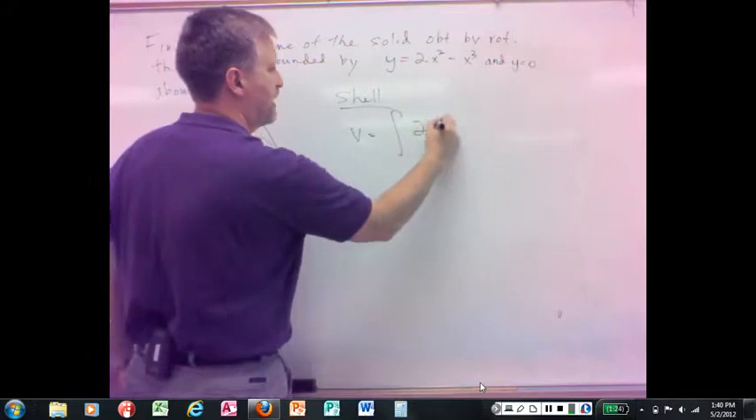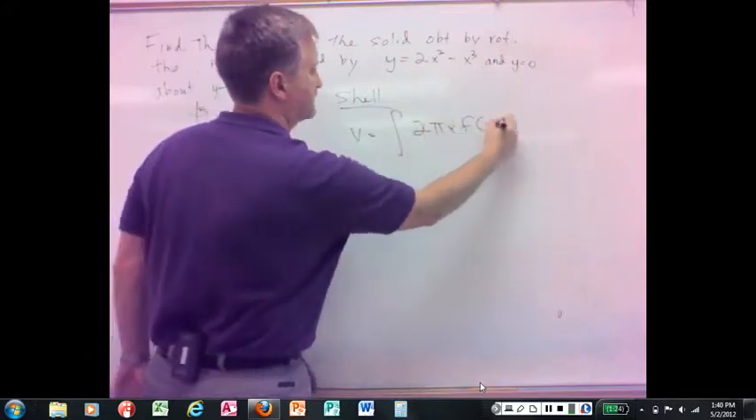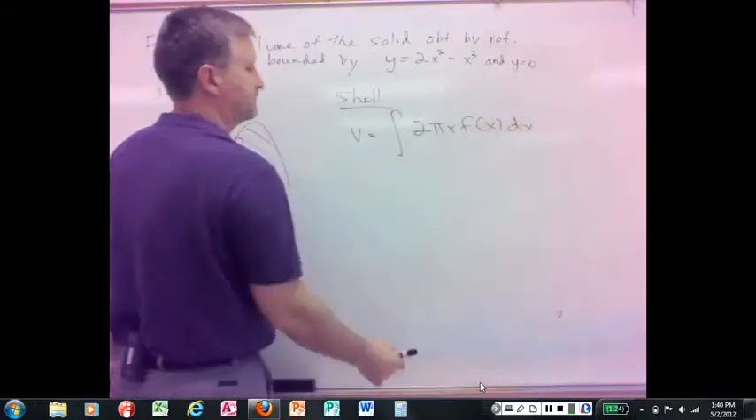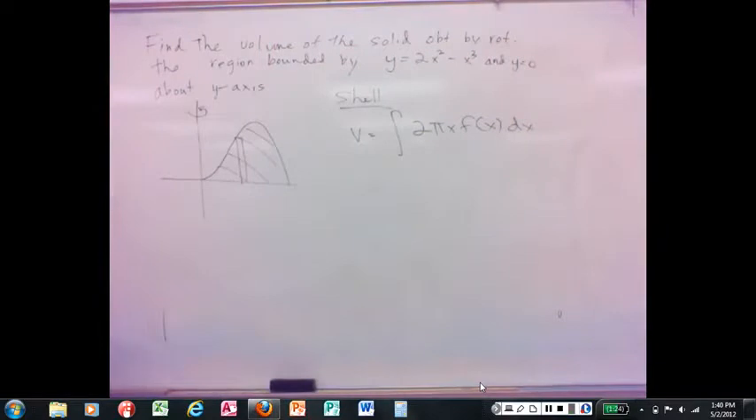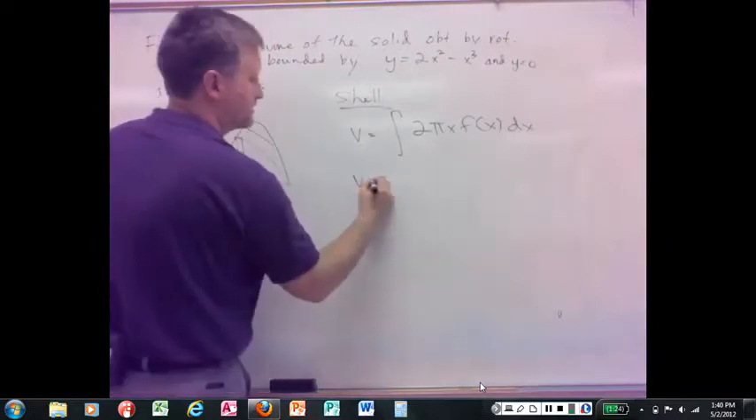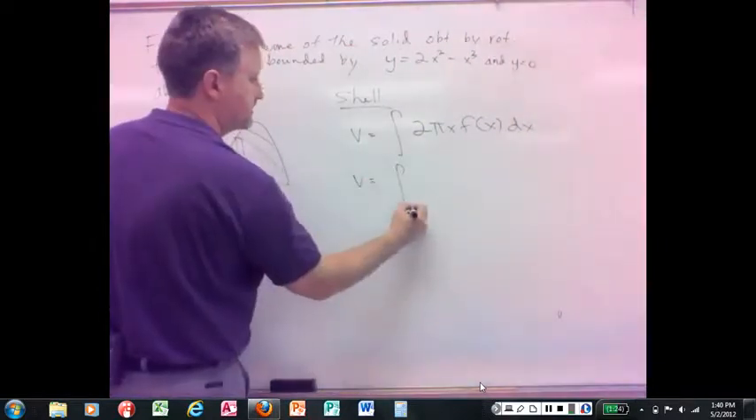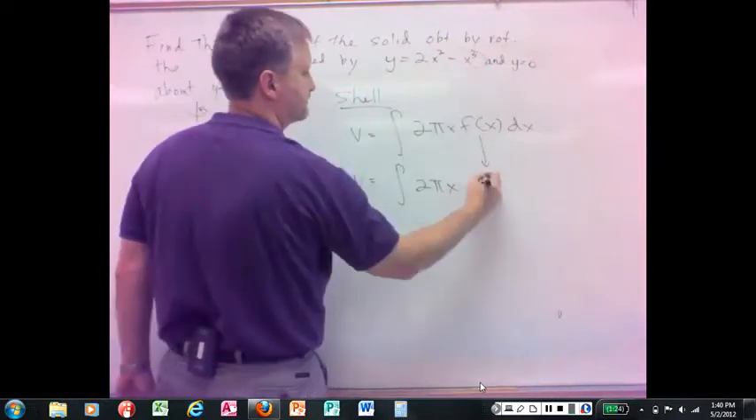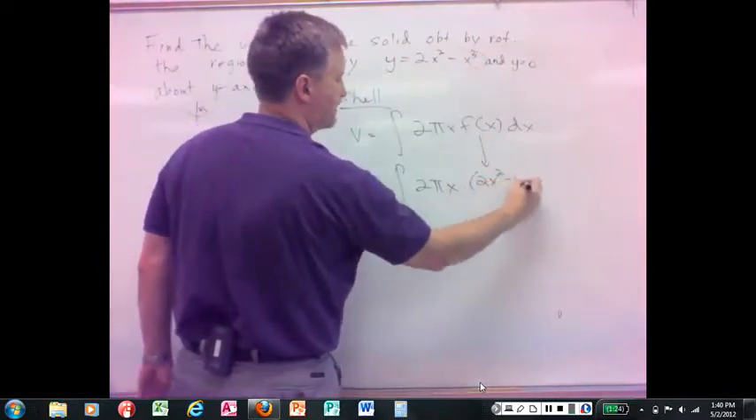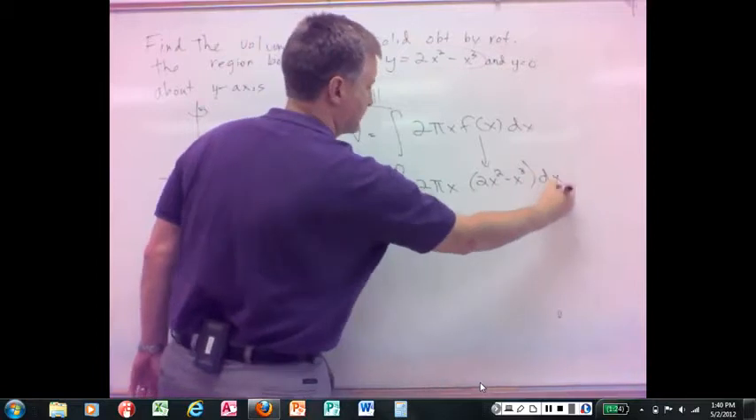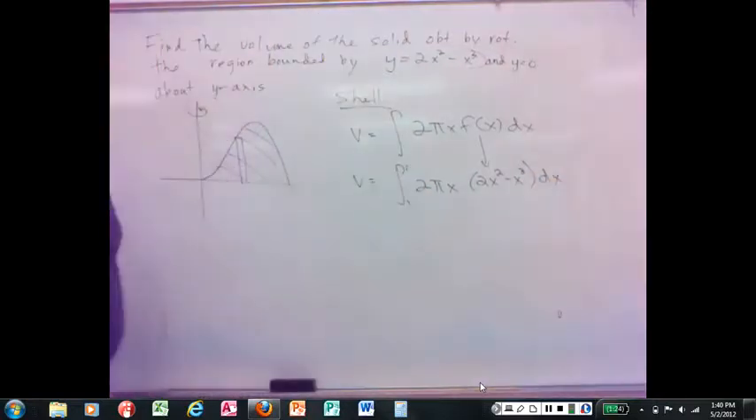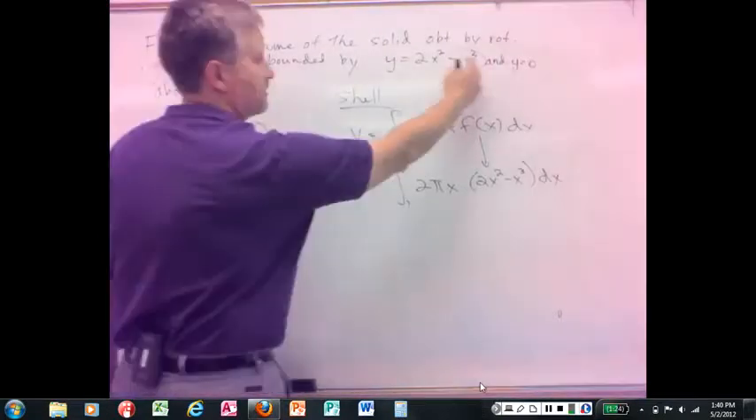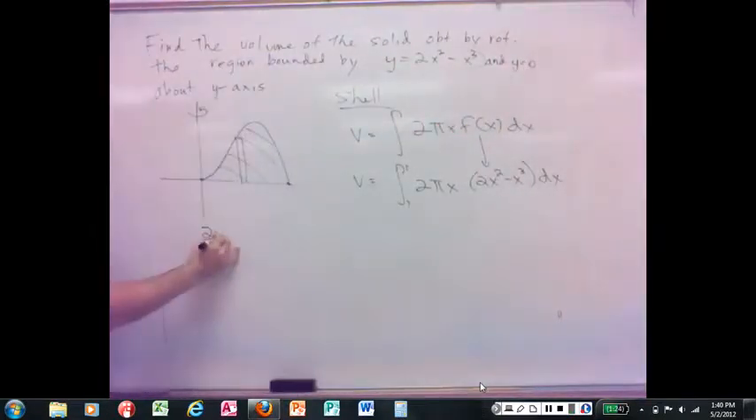And the shell method is the integral of 2 pi x f of x dx, a to b. Okay, so that would be in this case 2 pi x f of x, well that's my f of x, it's 2x squared minus x cubed dx. What about my limits of integration? Well, it looks like it's 0 to whatever that point is. So I just set those two equal.